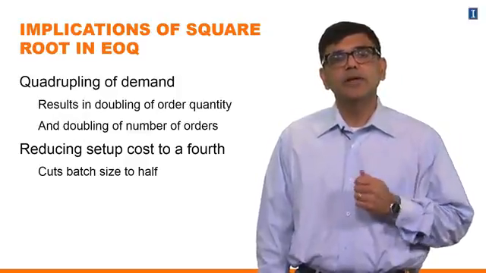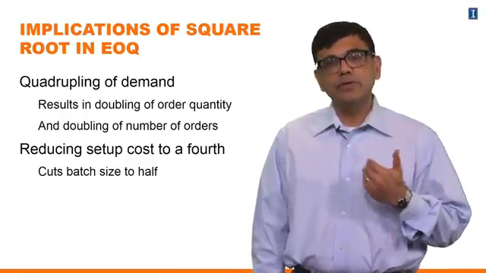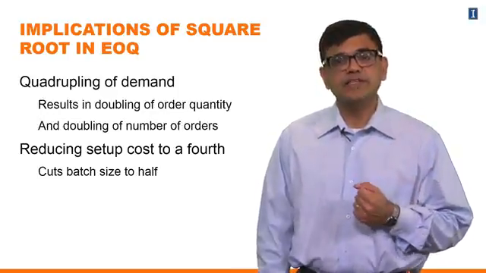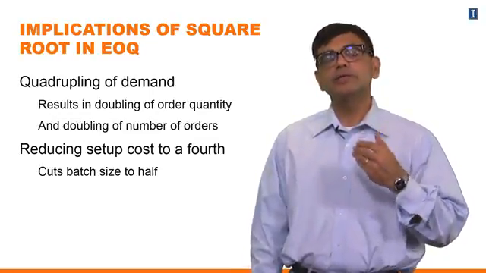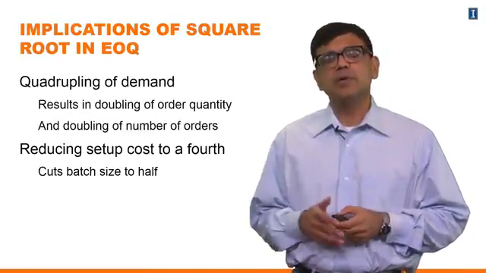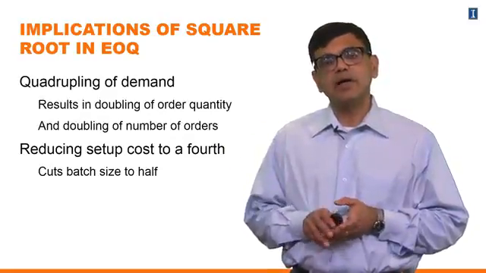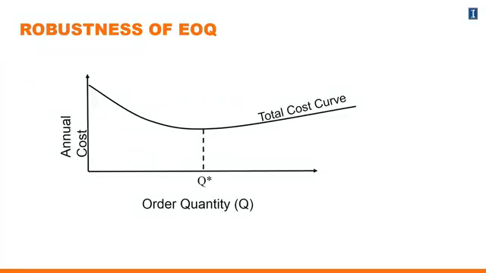On the other hand, the setup cost, which is also in the numerator of this formula: if the setup cost becomes a fourth of itself, the batch size is cut to half. So this gives you an idea that if you want to reduce the batch size to a half, you need to reduce the setup cost, which is where a lot of companies put their attention in terms of reducing ordering costs, reducing setup costs. If you can reduce that to a fourth of its original, then the batch size is cut to half.